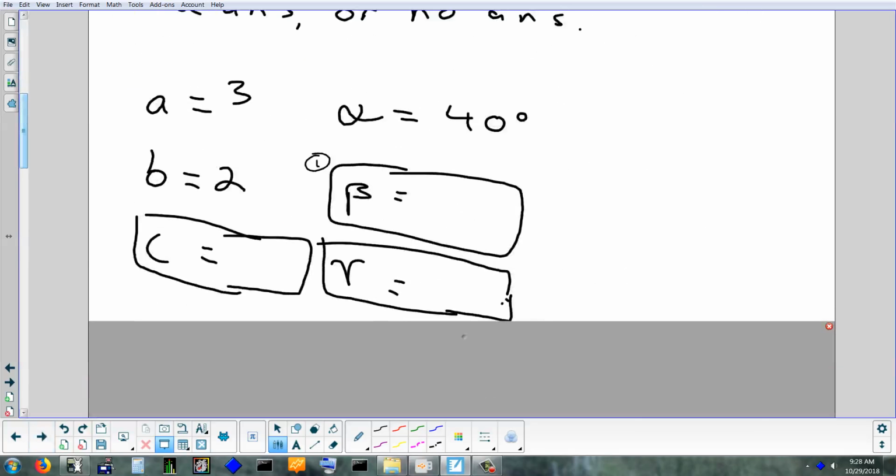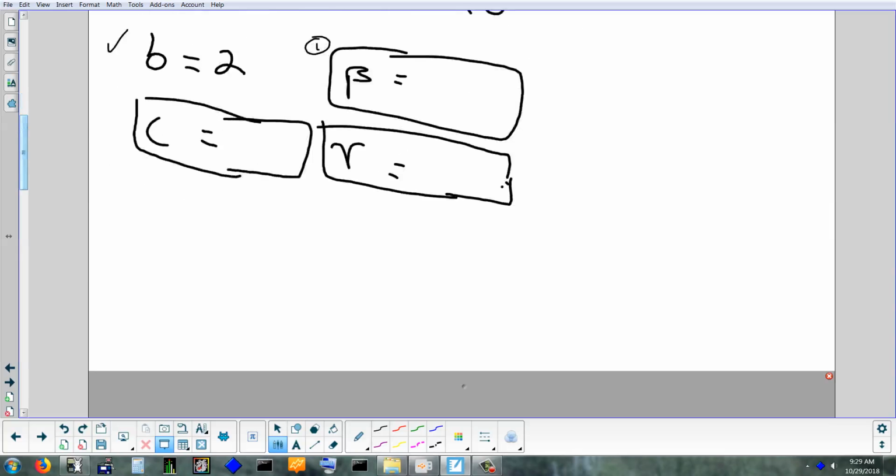Pretend that the last row doesn't even exist right now. It's useless. There's no information in it. If you try to use it, you're going to be missing two things at the same time. You can't solve a problem where you're missing two things at the same time. So row 1 looks good to me. It's got everything in it. Row 2, that looks good to me because it's only missing one thing. So I can set up my law of sines to find beta.